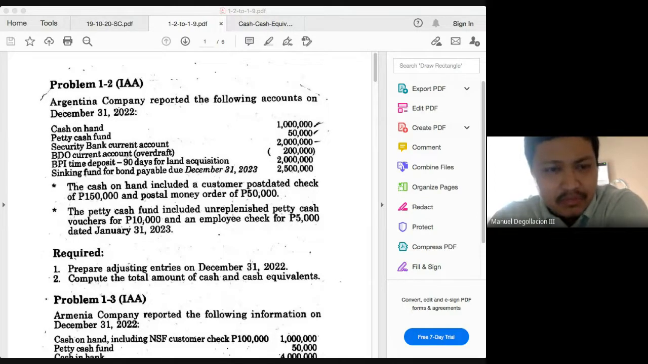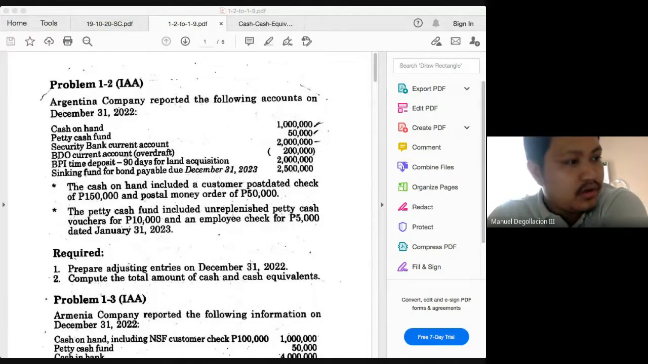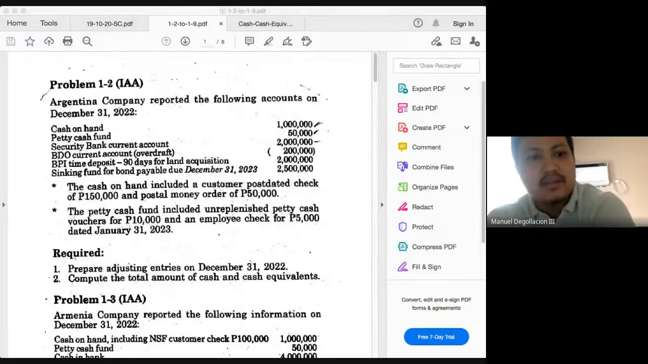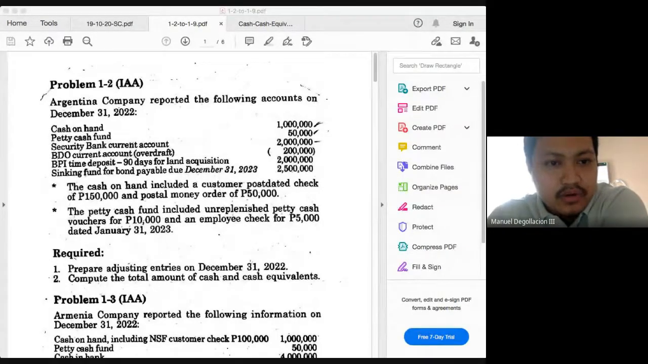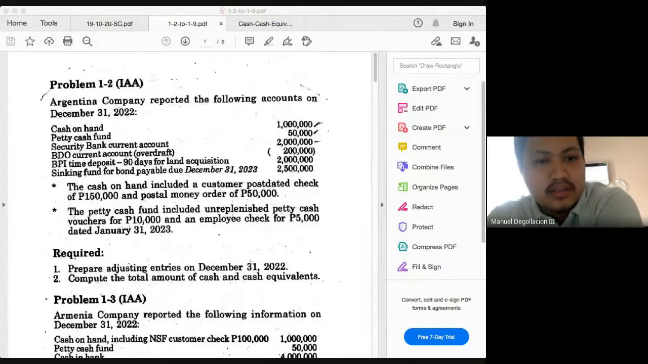So beginning now on problem 1-2, first we have the cash on hand. Obviously, this will form part of our cash and cash equivalents. Petty cash fund, also part of our cash and cash equivalents. Security bank current account, it being a current account, the withdrawal from this account is almost unrestricted. The balance there is accessible on demand.